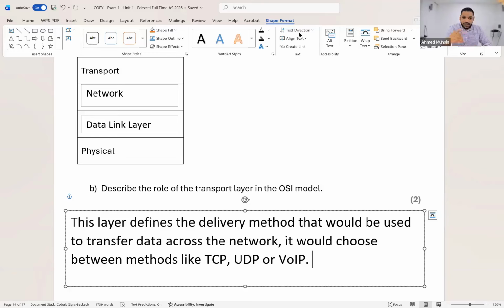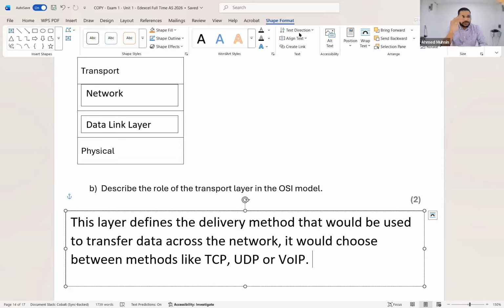Are we all okay with this? It defines your delivery method. That's one thing, that's correct. Something else you can mention is, you might see this answer in some other marking schemes. Remember, it is also responsible for breaking your data into segments and then reassembling those segments at the destination. Okay, everybody? I'll tell you all one more thing. This OSI layer has so much information to say.